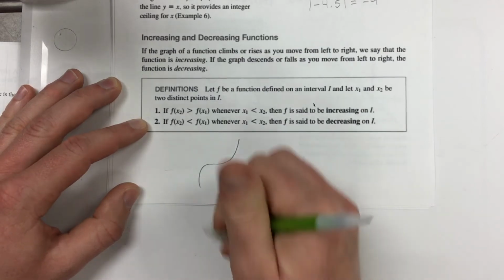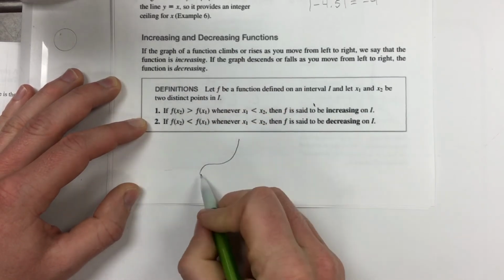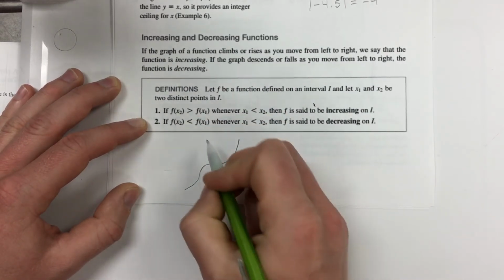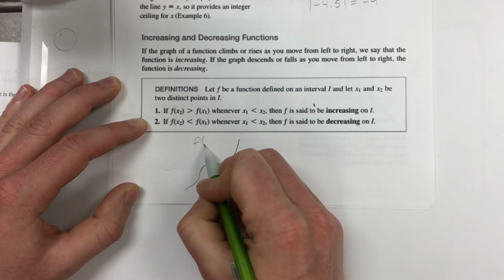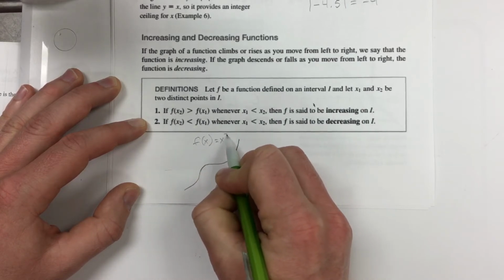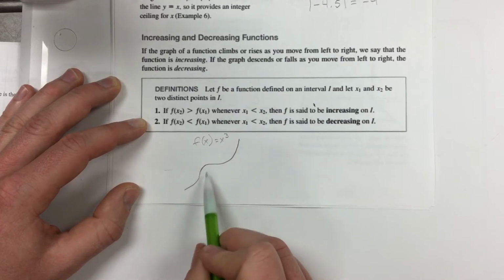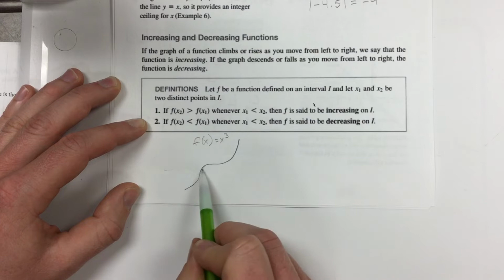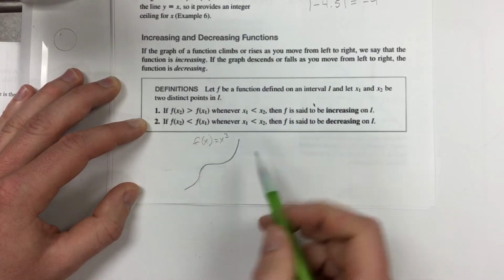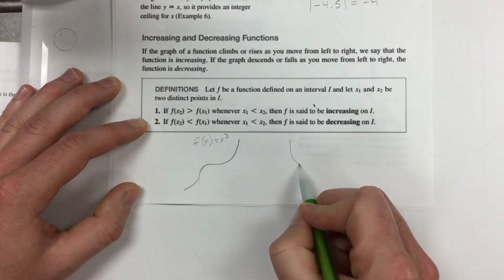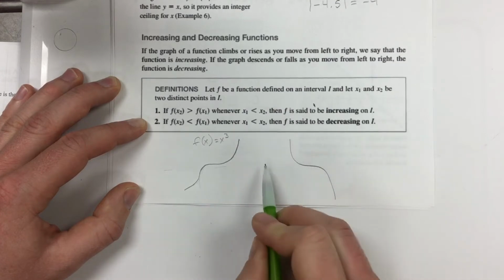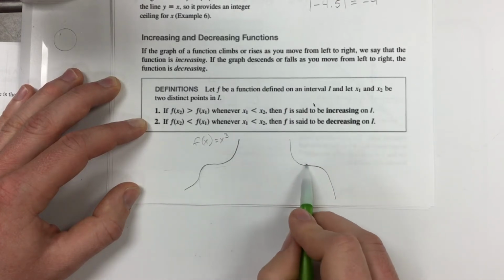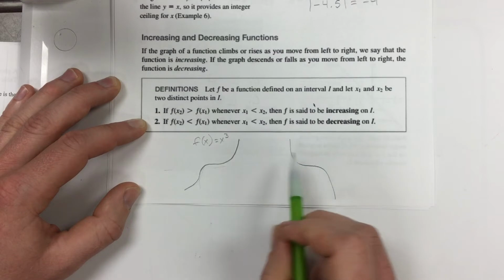So if I put just a couple of functions here, you can see as I go from left to right, this is like an x cubed function. As you go from left to right, you can see that this thing is rising as the x value increases. So this is an increasing function. Whereas if you have it like this, as you go from left to right, this is a decreasing function.